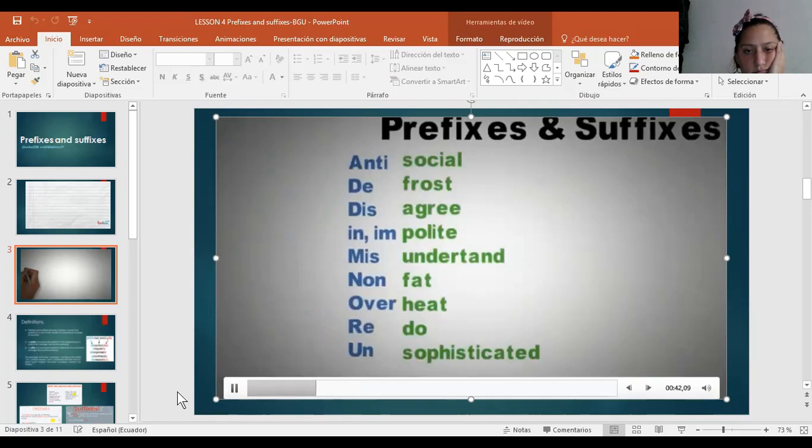Defrost, disagree, impolite, misunderstand, non-fat, overheat, redo, unsophisticated.